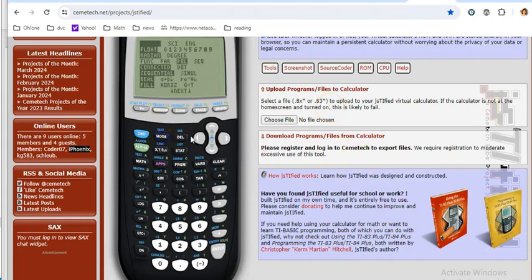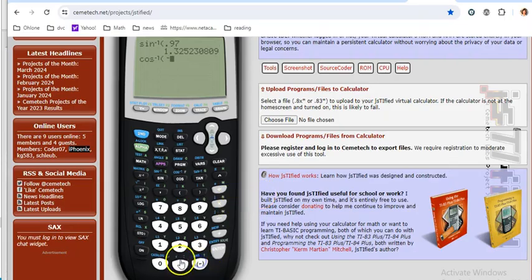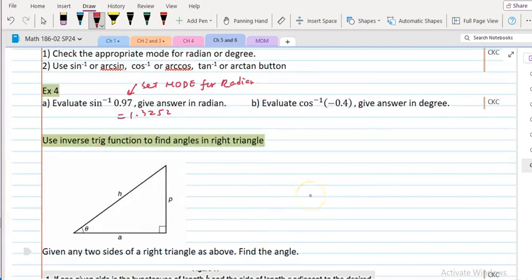And then for cosine inverse, we want it to be in degrees. So we would go to the mode and set degree. Then you do second cosine, cosine inverse of negative 0.4, and the answer is 113.6 degrees.